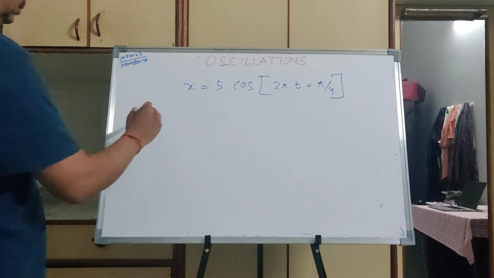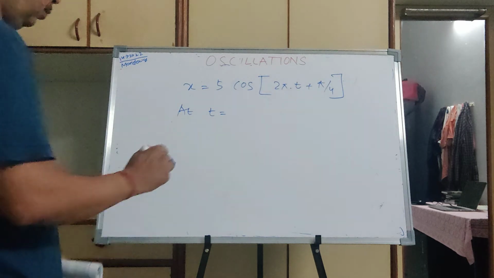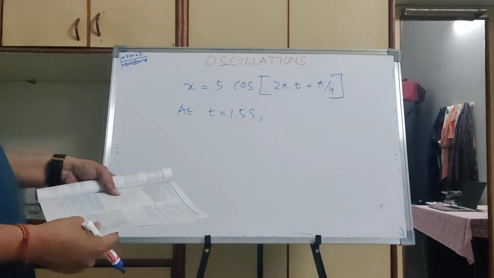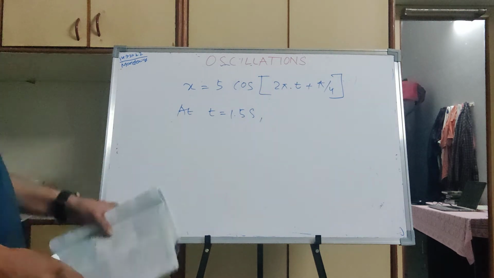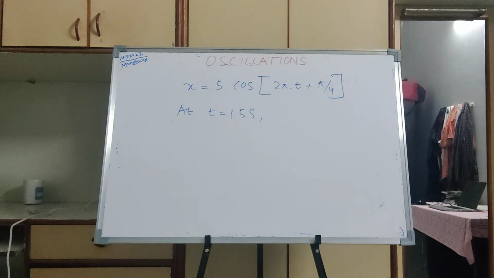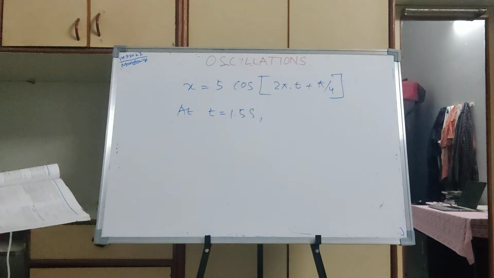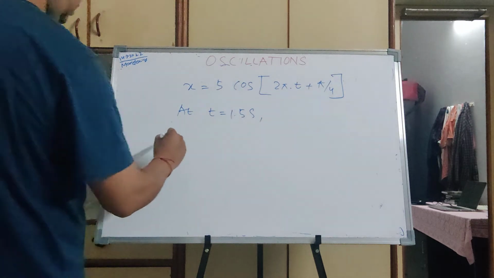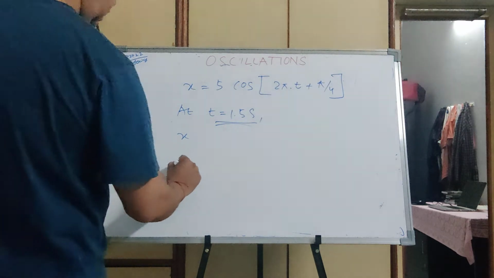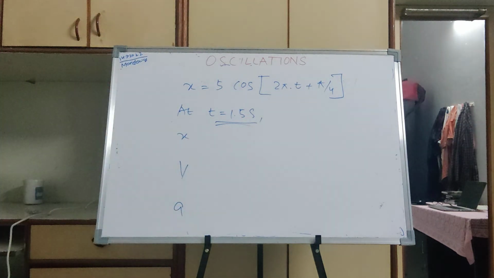At t equal to 1.5 seconds, calculate the displacement, the speed and the acceleration of the body. So you will calculate the displacement at t equal to 1.5, you will calculate the velocity, and you will calculate the acceleration of the body.